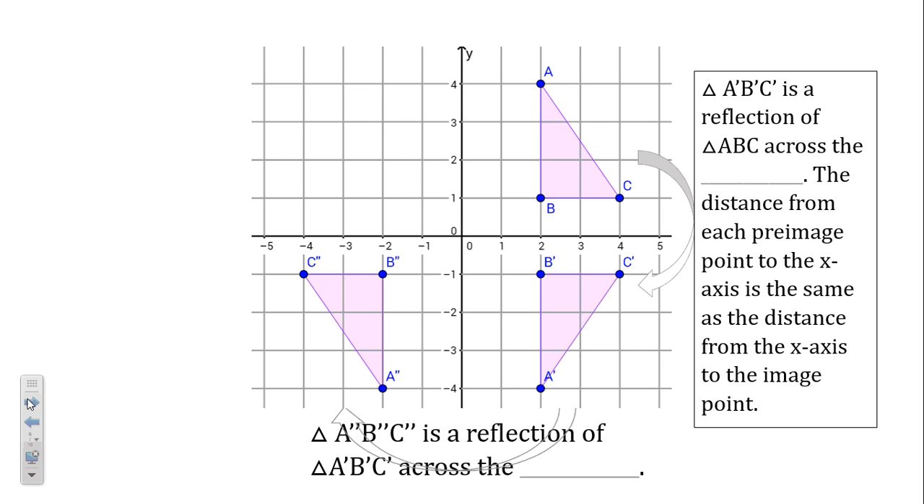Yep. So we just count. How far was it? Make it that far away. Okay? Does that make sense?